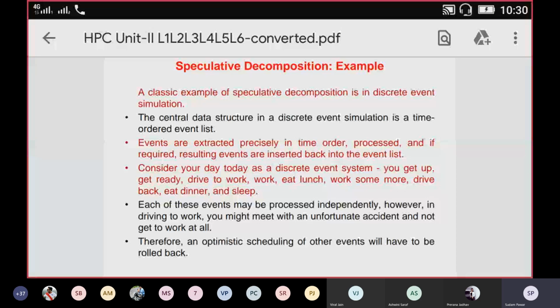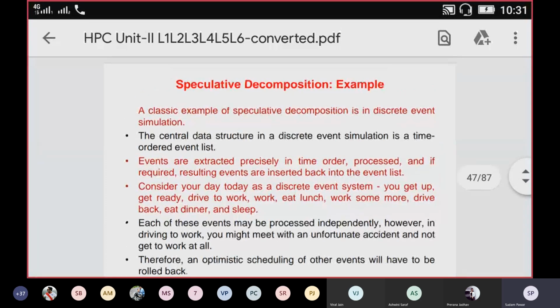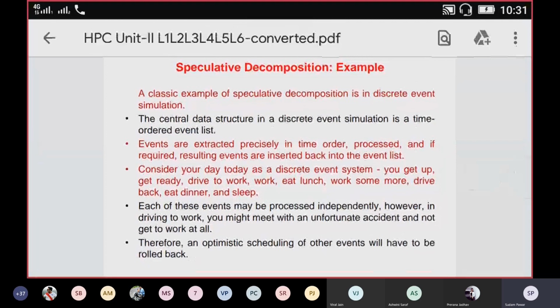In this case, each of these events may be processed independently. However, while driving to work, you might meet with an unfortunate accident and not get to work at all. Your event sequence will be disturbed in this case. Therefore, the automatic scheduling of other events will have to be rolled back. So this is the example of speculative decomposition, because you need to roll back all the remaining events in that case.